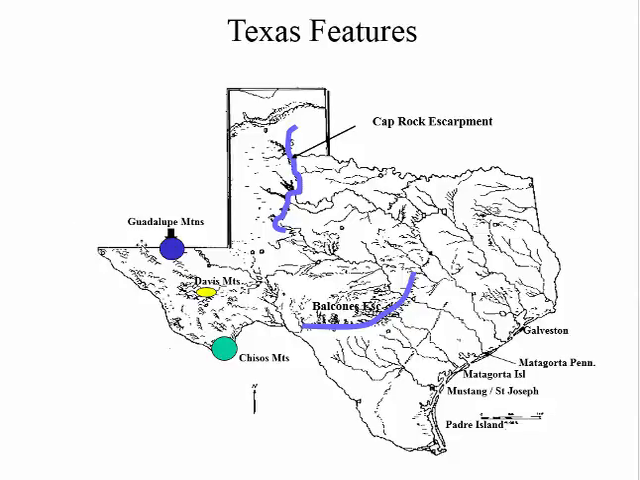There's also the Guadalupe Mountains, the Davis Mountains, and the Chisos Mountains. Along the coast, we find Galveston Island, the Matagorda Peninsula, the Matagorda Island, the Mustang and St. Joseph's Islands, and Padre Island.